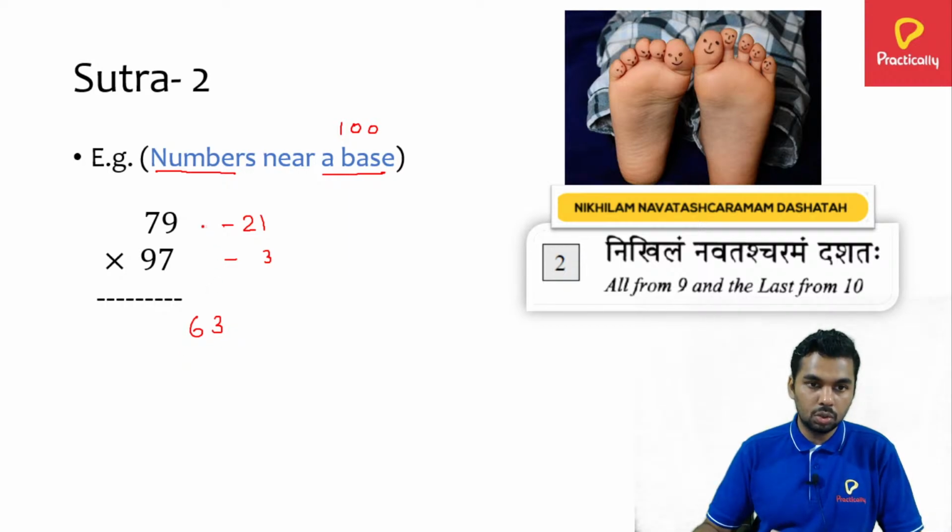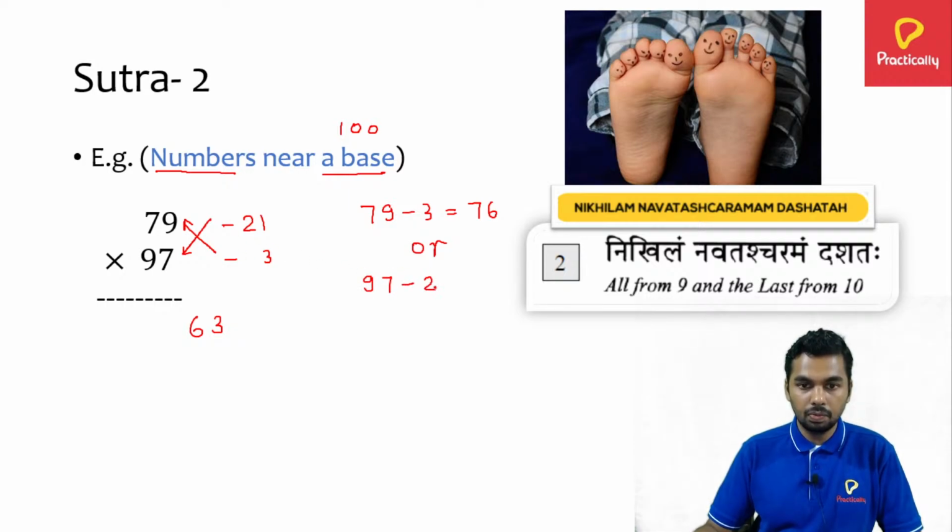To find the first two digits, what you have to do is cross addition. You take the number minus 3 and add to 79. So you have to do 79 minus 3. The answer is 76. Or you can do 97 minus 21. What we are doing is crosswise addition. Take the number which is on the opposite side and add to it. So the opposite number is minus 21, add to 97. You get 76 again.